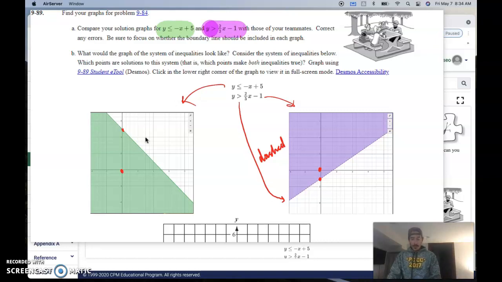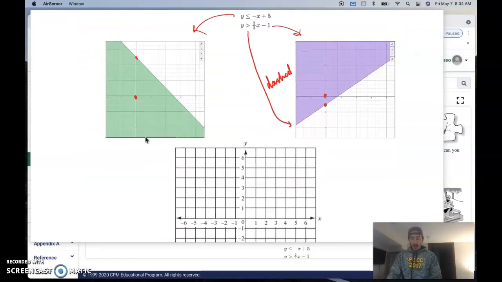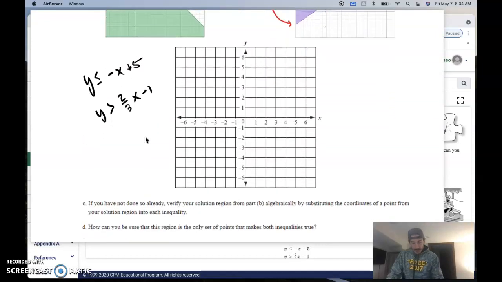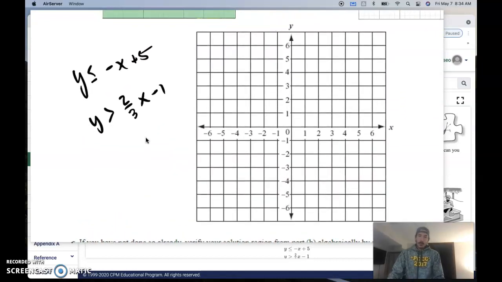So I'm actually going to use these two inequalities, and I'm going to graph them on the exact same coordinate plane. So I'm going to take both of these, just going to copy them real fast, and I'm going to graph them on the exact same coordinate plane that I've got down here. I've got this blank one down here, and yeah, it's going to look like this.